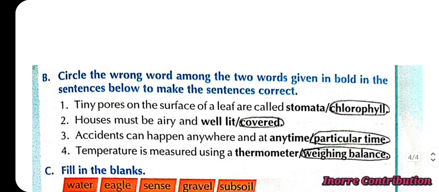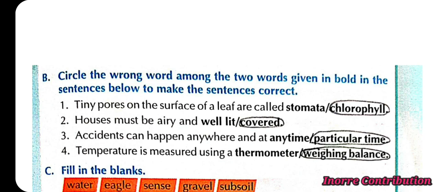Here comes the next exercise. Circle the wrong word. Circle the wrong word among the 2 words given in bold in the sentences below to make the sentences correct. First, tiny pores on the surface of a leaf are called stomata.